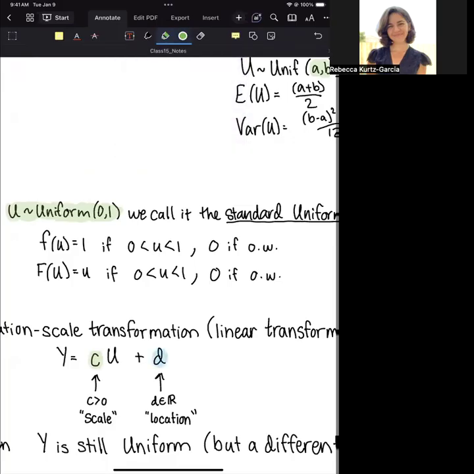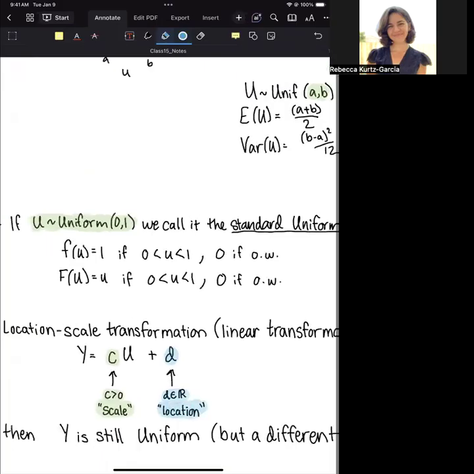Now, the C term has a requirement that C must be greater than 0, and it is referred to as the scale parameter, the scale term. In contrast, the D term can be any real number. It can also be zero. C can't be zero. And D is referred to as the location parameter.